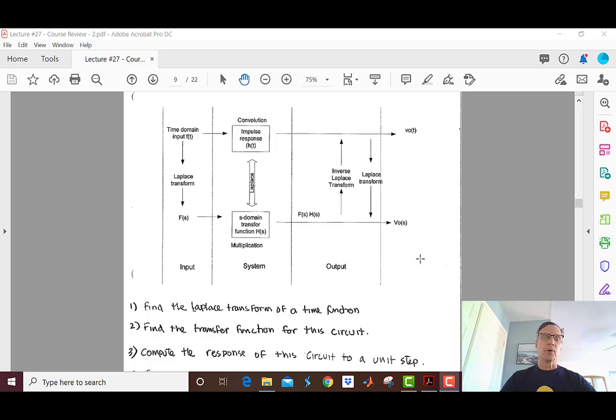Let's work with the Laplace transform roadmap. Find the Laplace transform of a time domain function. Here we are, and our time domain function is here. Our roadmap is organized so that I have input, system, output. In other words, I put an input into a system and it comes out the output. We have the time domain up here and the frequency domain down here. So, find the Laplace transform of a time domain function. Here's our time domain function. We take the Laplace transform.